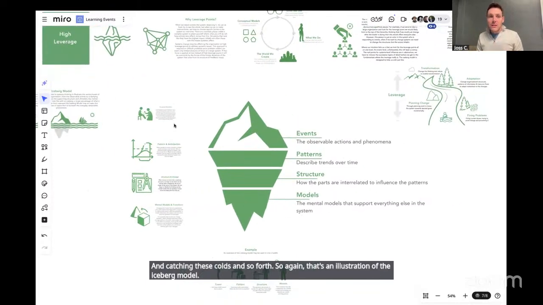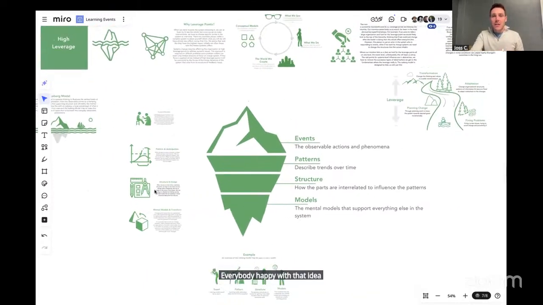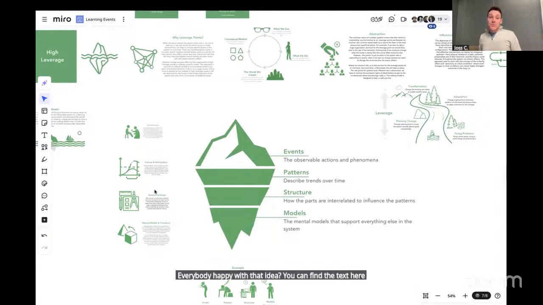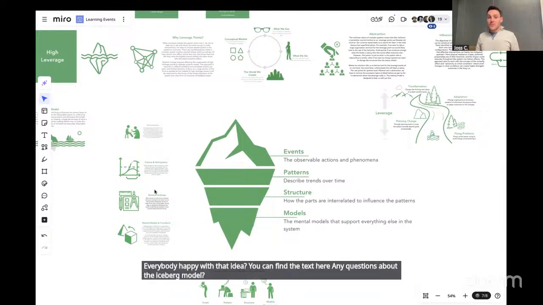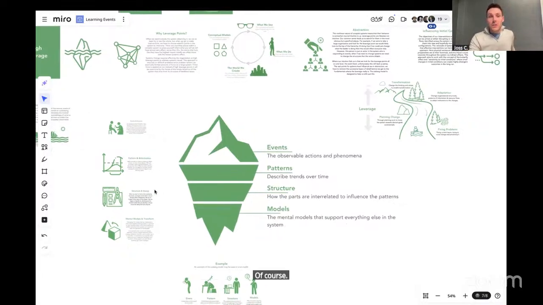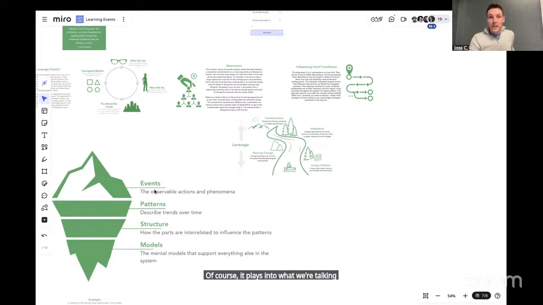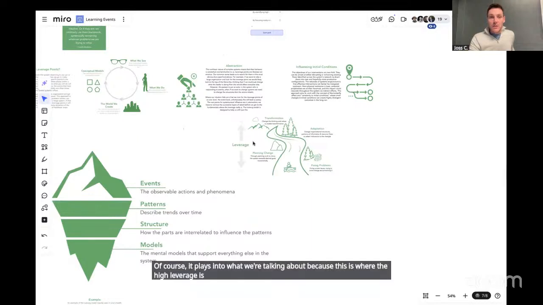Everybody happy with that idea? You can find the text here. Any questions about the iceberg model? Are we all familiar with it? Of course, it plays into what we're talking about because this is where the high leverage is, right? Down at the bottom.